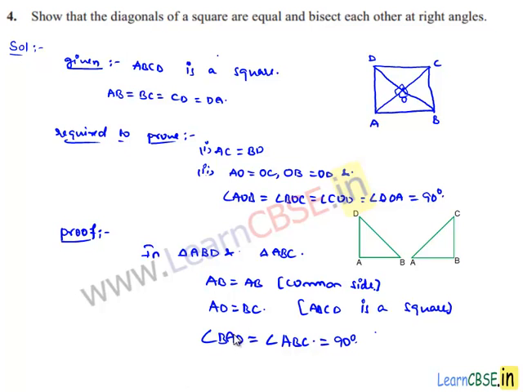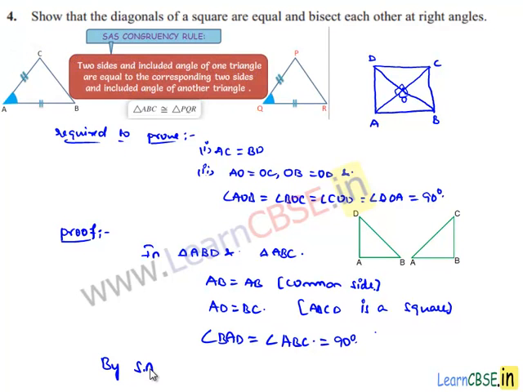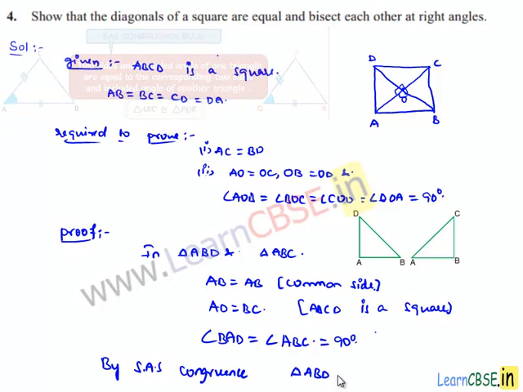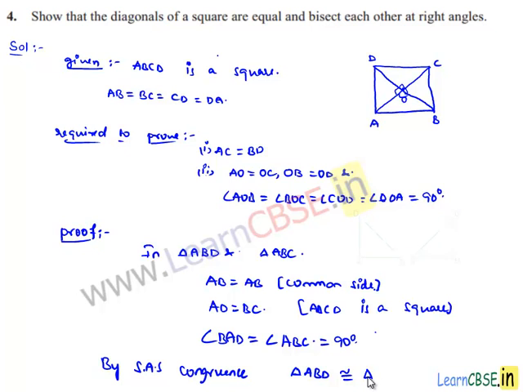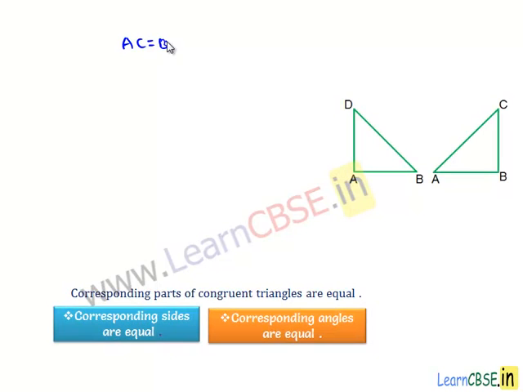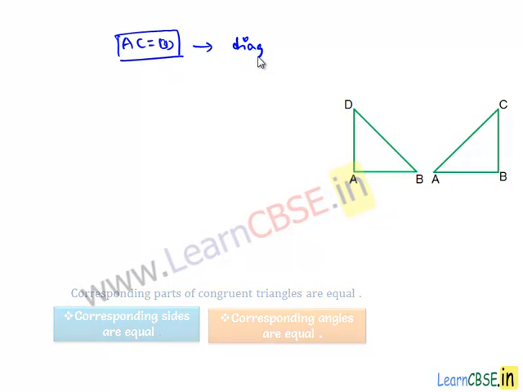So here in two triangles, one corresponding angle and two sides are equal. So by SAS congruence rule, we can say triangle ABD is congruent to triangle ABC. We know that when two triangles are congruent, then their corresponding sides and corresponding angles will be equal. Therefore, here we can equate the corresponding sides, that is AC is equal to BD. So this covers our first proof that diagonals of a square are equal.